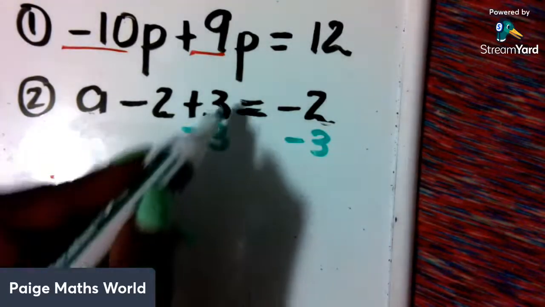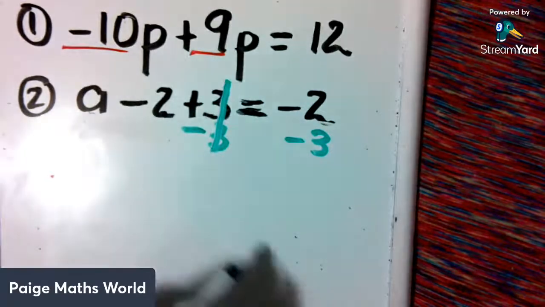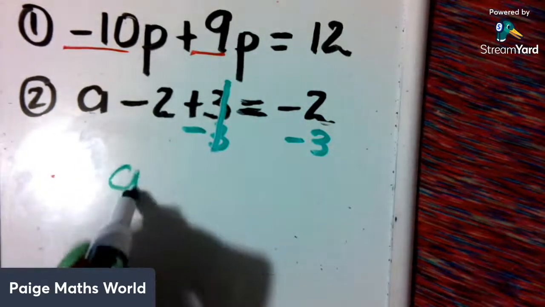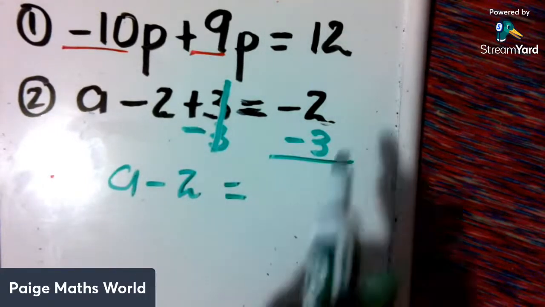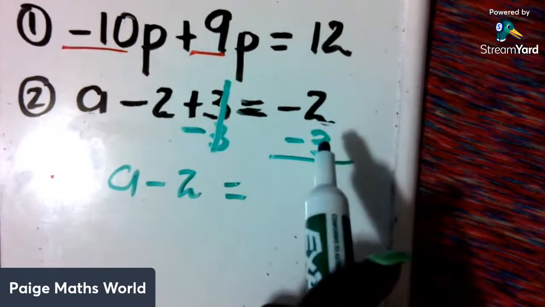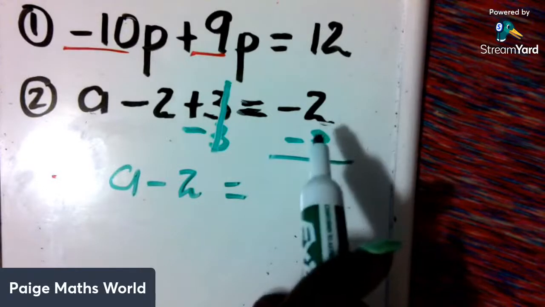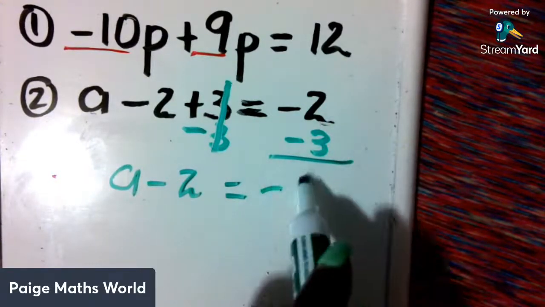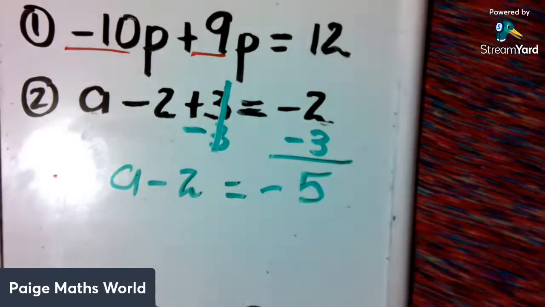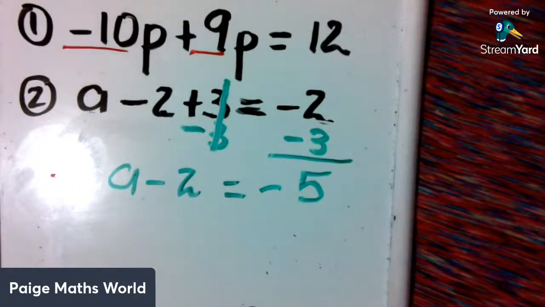Now, 3 minus 3 is 0, right? That's gone. What is left is a minus 2, and that's equal to what now? Negative 2 minus 3. We're going to add them together. So we owe 2, we owe 3, so we are owing 5 in all. Everybody get that part of it? Yes, no, maybe so.